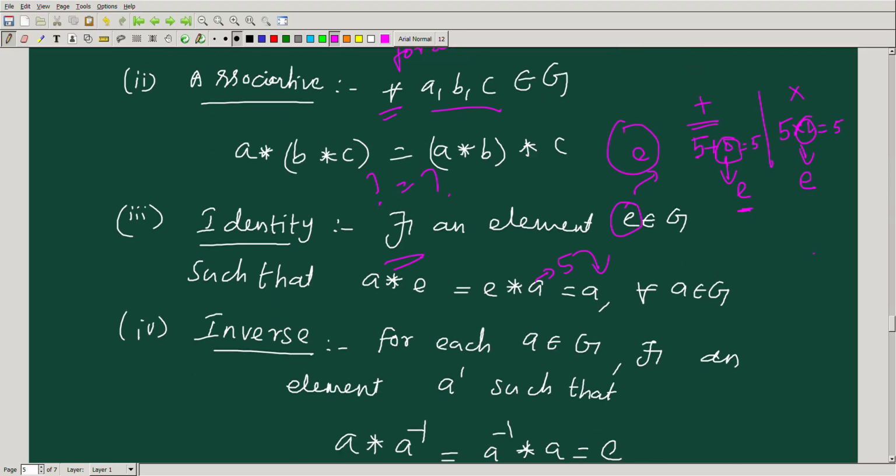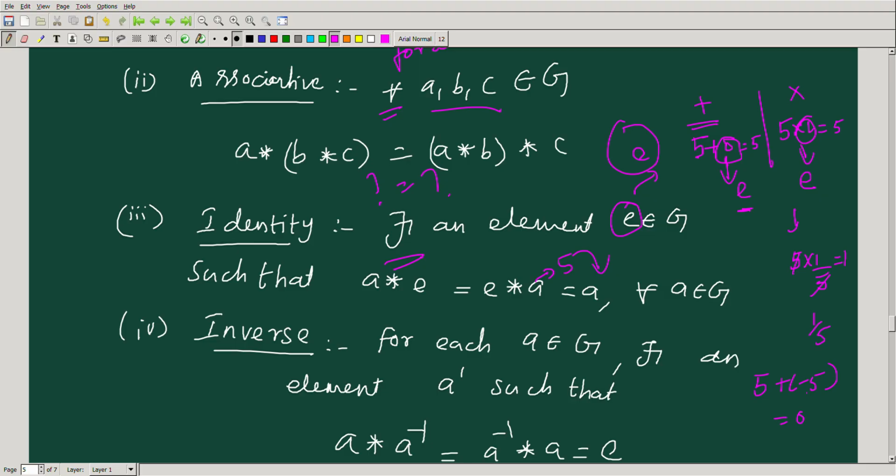And inverse. So the inverse concept is the same concept. I want the identity element with respect to multiplication. What I'll do, I'll multiply 1 by 5, I'll get 1, right? So the inverse with respect to multiplication is 1 by 5. With respect to addition, the inverse is minus 5.